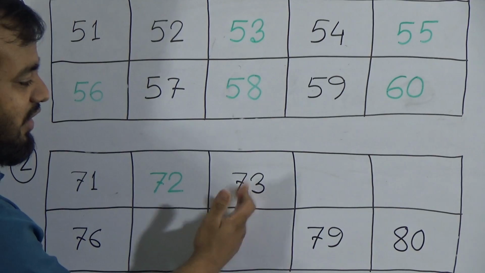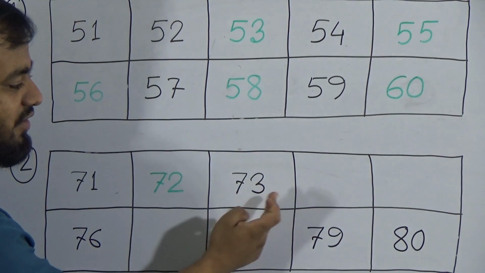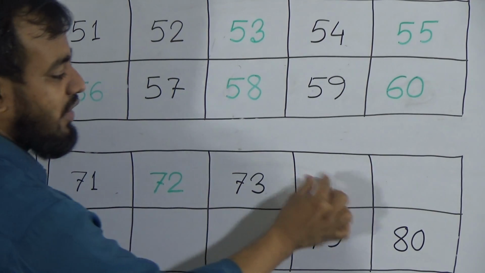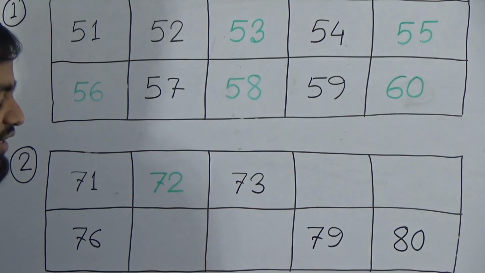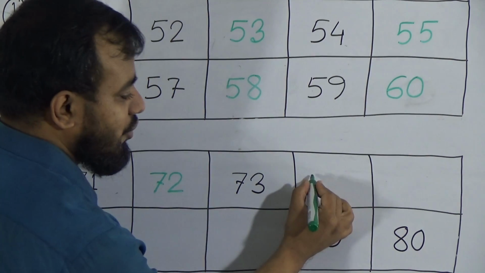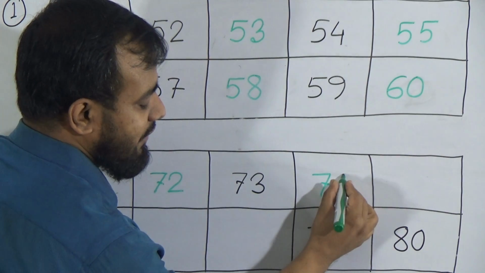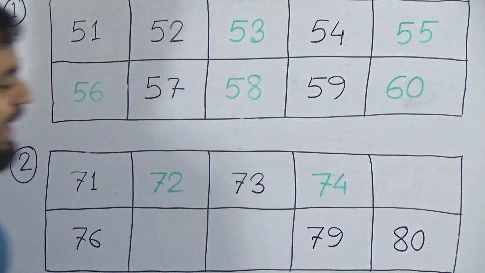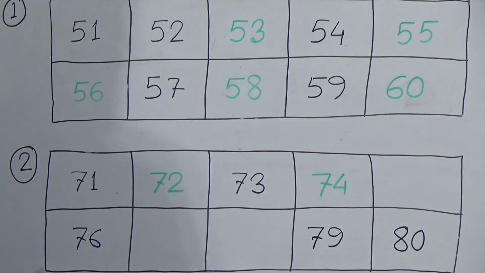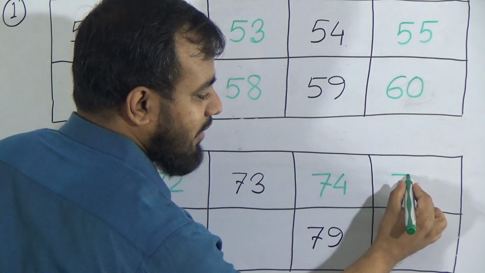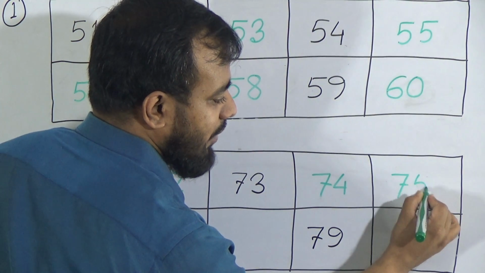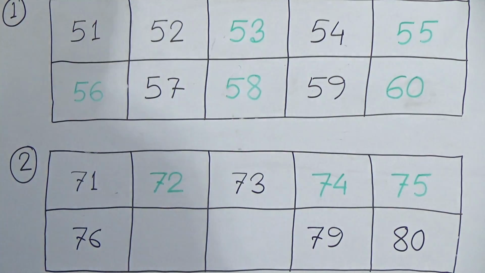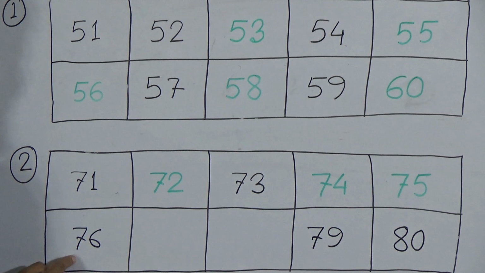And after 73, there are two gaps. That means after 73, we will write down two numbers in these two gaps. After 73, the number that comes is 74. We should write down 74 here. 7 and 4, 74. And after 74, the number that comes is 75. We know that 7 and 5 makes the number 75. Okay. After 75, the number that comes is 76, which is given here.